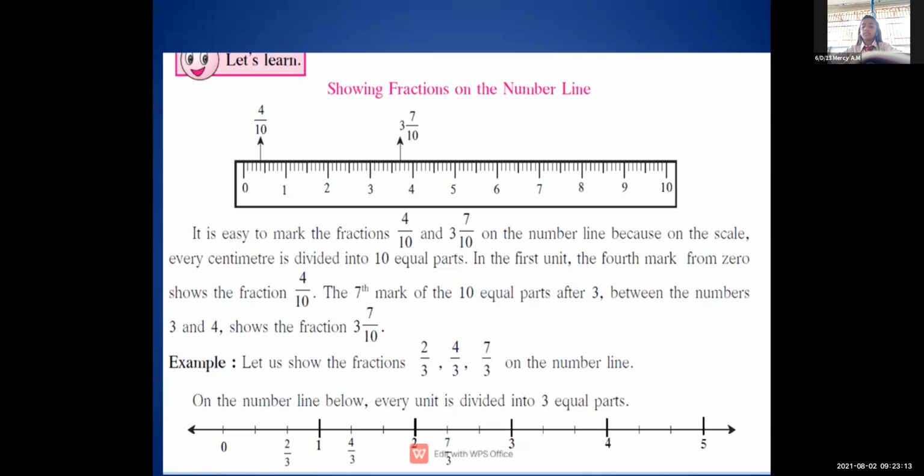Showing fraction on the number line. It is easy to mark the fraction 4 upon 10 and 7 upon 10 on the number line because on the scale every centimeter is divided into 10 equal parts. In the first unit, the fourth mark from 0 shows the fraction 4 upon 10. The seventh mark of the 10 equal parts after 3, between the numbers 3 and 4, shows the fraction 7 upon 10.